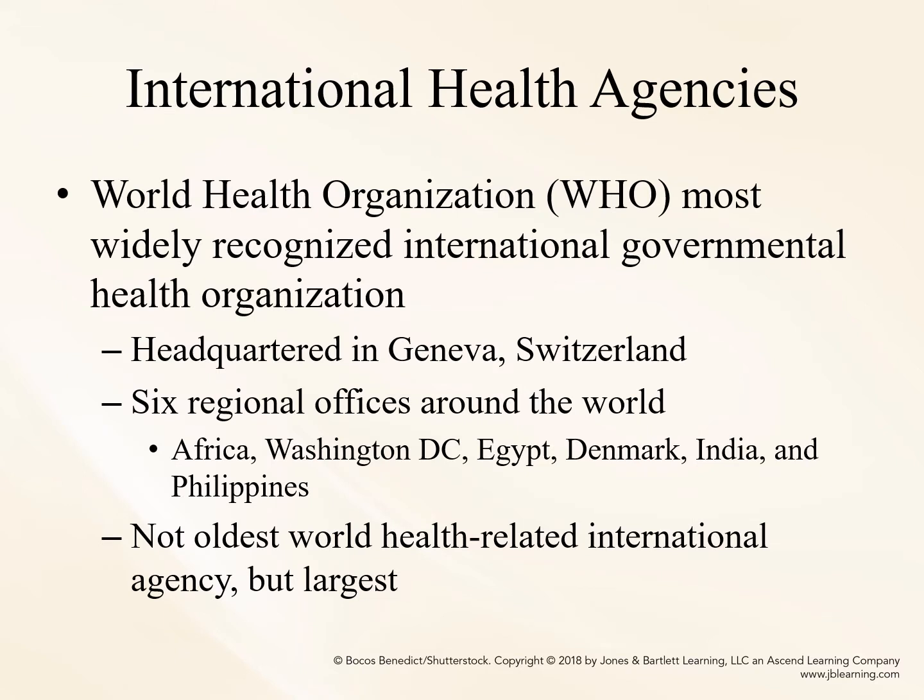International health agencies. The World Health Organization, also known as the WHO, is the most widely recognized international government health organization. It's headquartered in Geneva, Switzerland, and it has 6 regional offices around the world. These offices are in Africa, Washington, D.C., Egypt, Denmark, India, and Philippines. It's not the oldest international health-related agency, but it is the largest.